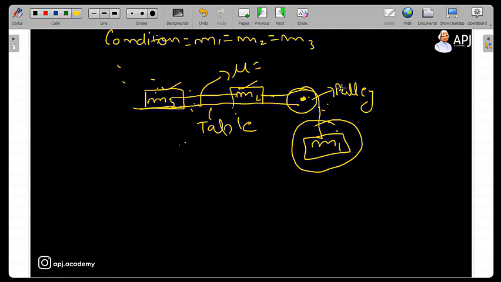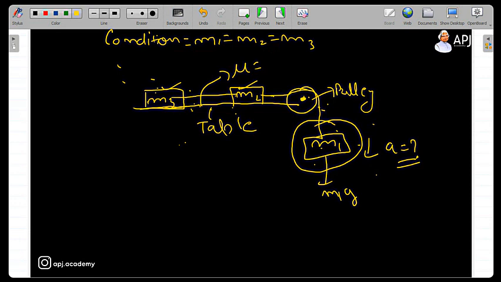This is very obvious that the M1 mass is hanging, so it will be accelerating downwards. Why? Because the M1g force will be acting downwards. So what is that downward acceleration of M1 that you have to calculate? Okay, the downward acceleration of mass M1. The question is pretty simple.